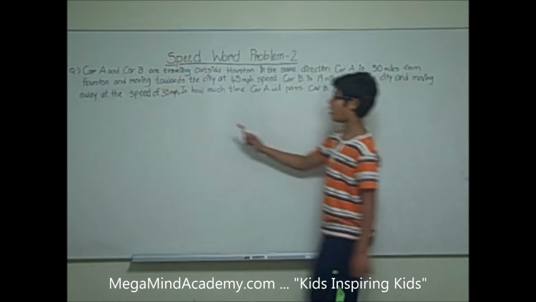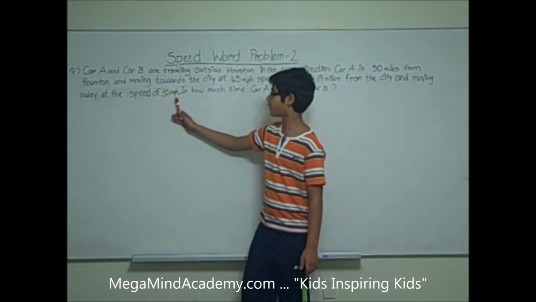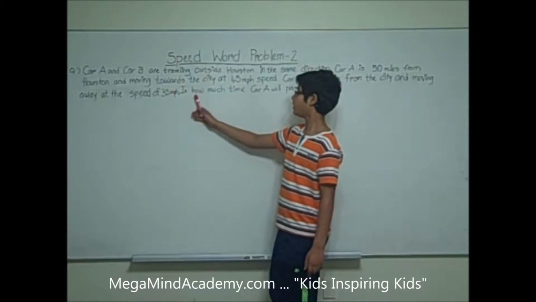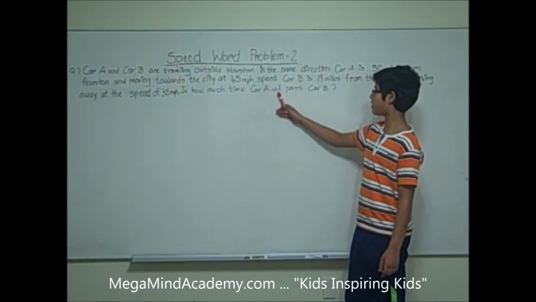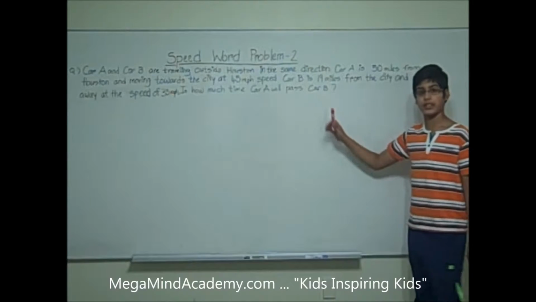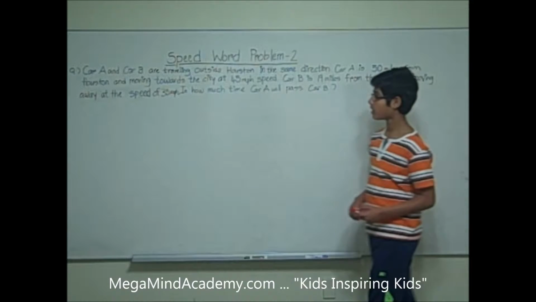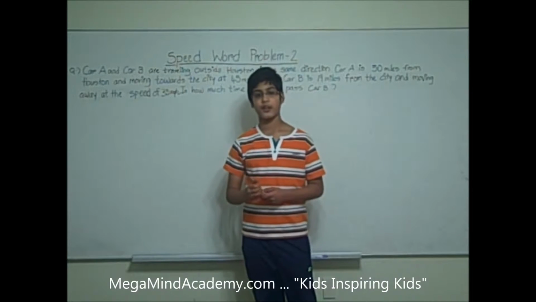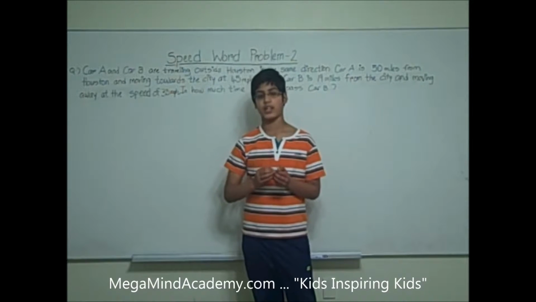and moving away at the speed of 35 miles per hour. In how much time will car A pass car B? Now, let's first draw the road on which car A and car B are on.